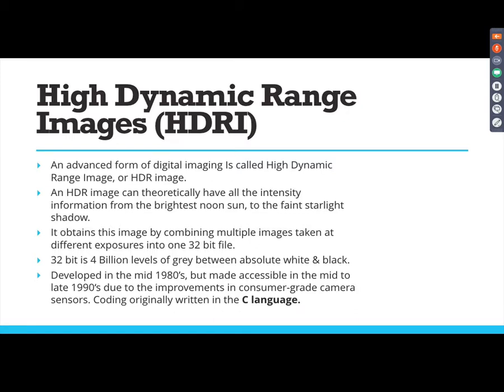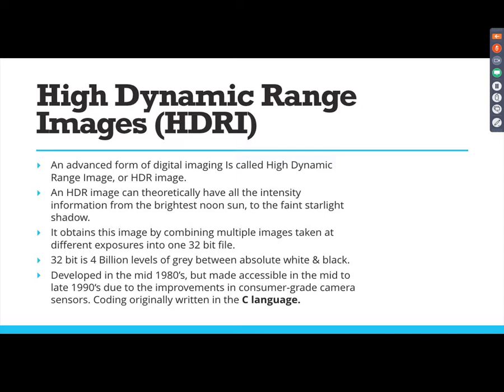All right, so the advantage of having a high dynamic range image over normal imagery is this: a normal image is a 24-bit file. Each channel in that 24-bit file, because they're red, green, and blue, has about 256 levels of gray between absolute dark and absolute white. A 32-bit file has a whole lot more levels of gray available to it, about 16 billion levels. So it's exponentially bigger, handles more information.